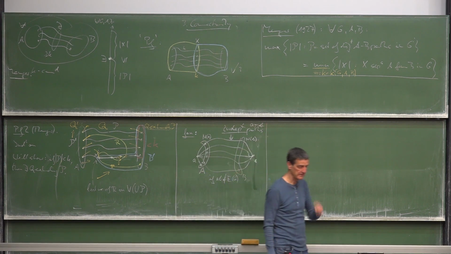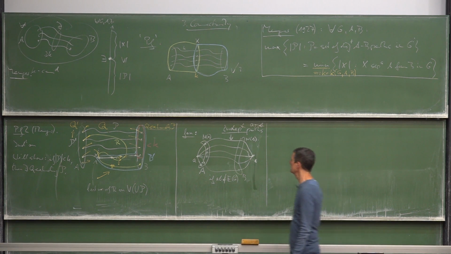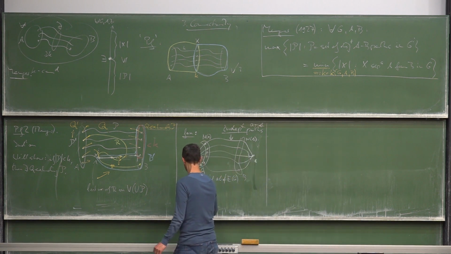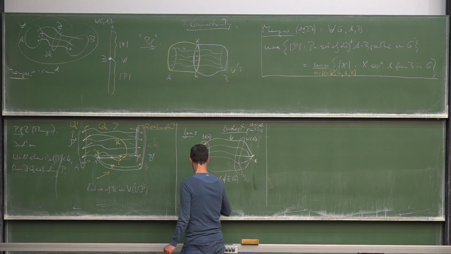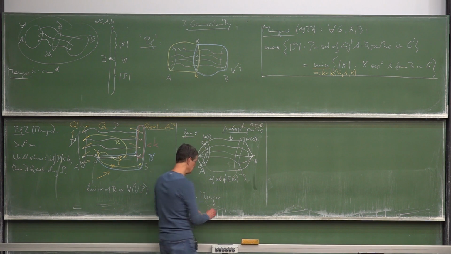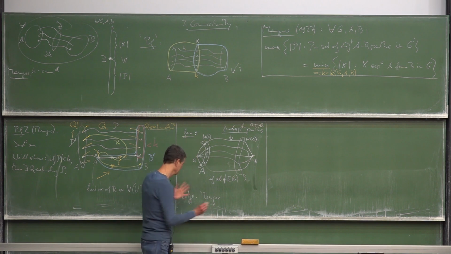Okay, so those are two corollaries. Then there's edge Menger. Sorry, I keep saying Menger in English, but it's really Menger, right? Sorry.